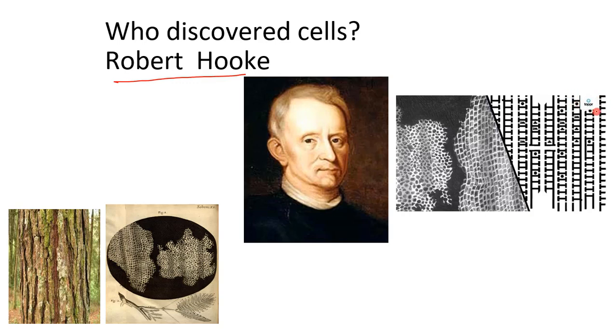Cork tissue is basically the outermost part of a stem. Okay, he took the cork tissue, that is the outermost part of the stem, and observed it under his microscope. What did he see under his microscope? He saw a honeycomb-like structure.